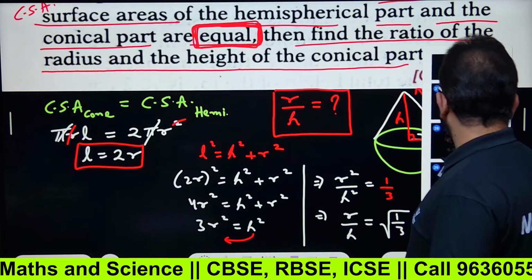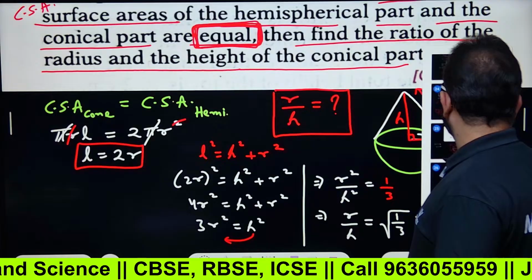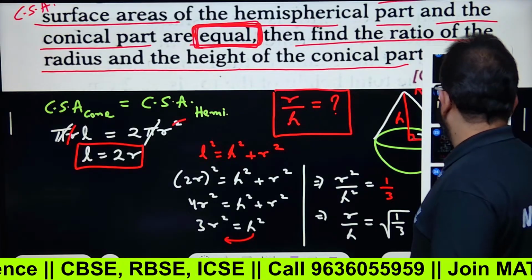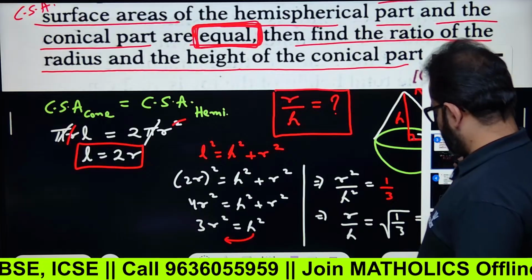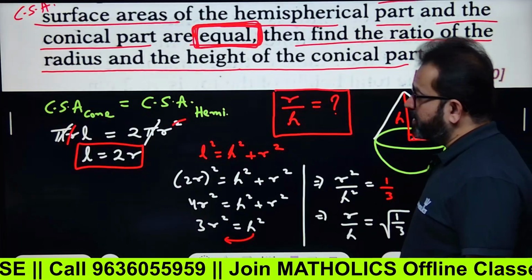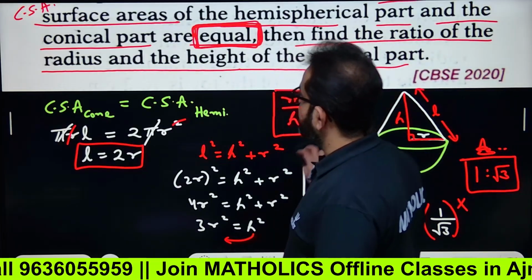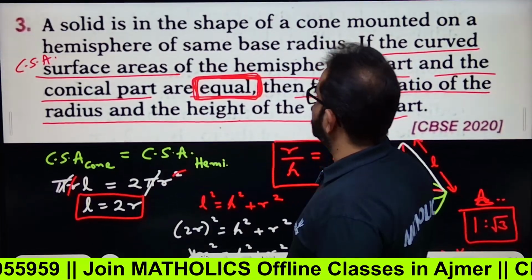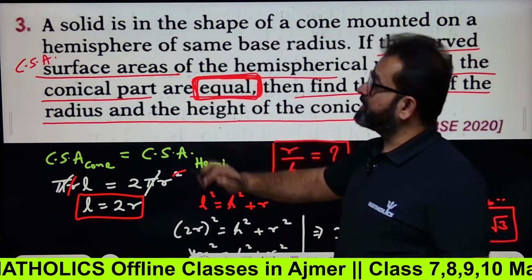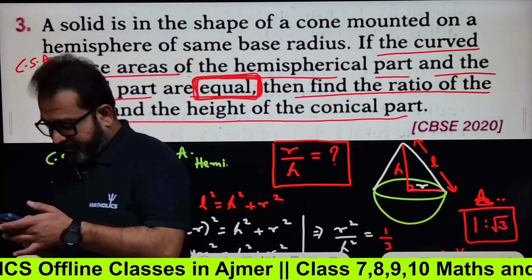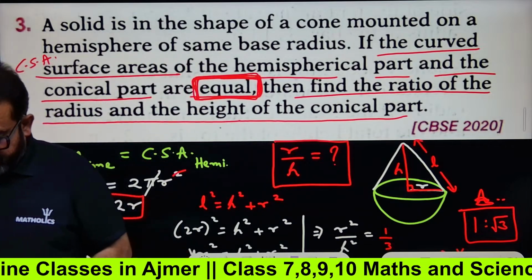Yes, we are having MCQs also, not to worry, but we'll solve them later. First, we'll solve 2-3 marks questions. So what does the question say? A solid is in the shape of a cone mounted on a hemisphere of the same base. What does that mean? Anyone in the comments?